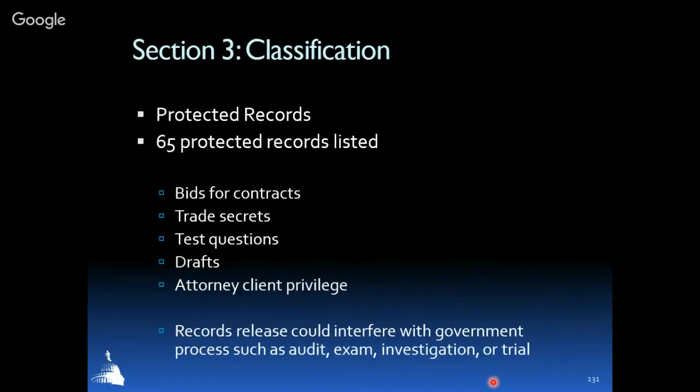Protected records. There are 65 protected records, and every year the legislature adds another protected record to the list. I find these to be common sense after you go over them: bids for contracts, trade secrets, test questions, drafts, attorney-client privilege. These are all considered protected records, and there's a whole list of them. Think of it as records whose release could interfere with a government process such as an audit, an exam, an investigation, or a trial.